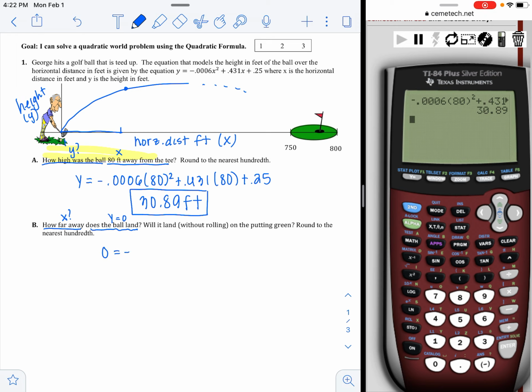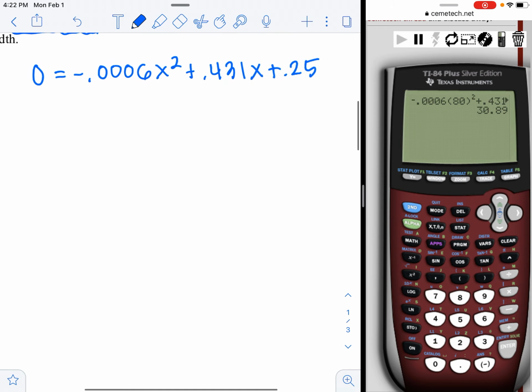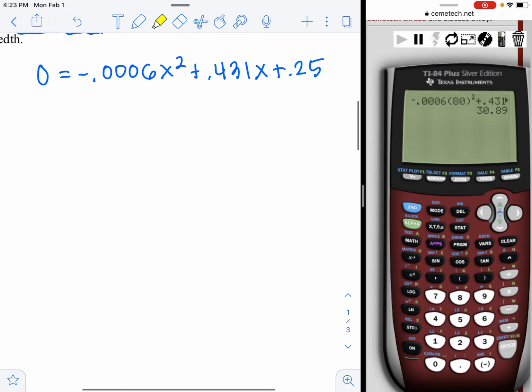So I have 0 equals negative 0.0006x squared plus 0.431x plus 0.25, and I have to solve that. Okay, so I want you to think about a few things. First off, can I solve this by square rooting? The answer is no, because there's an x squared and an x, right?